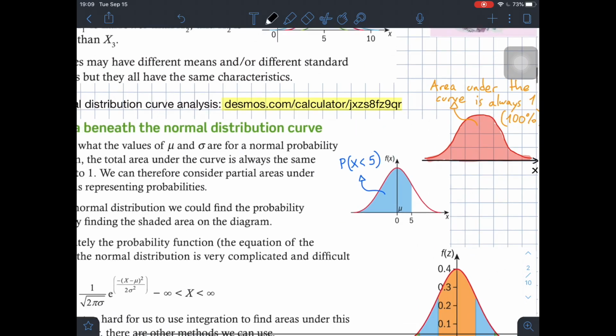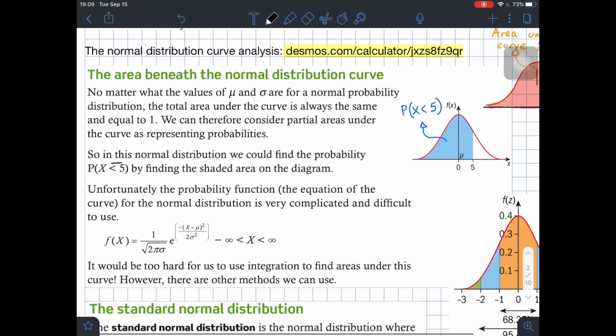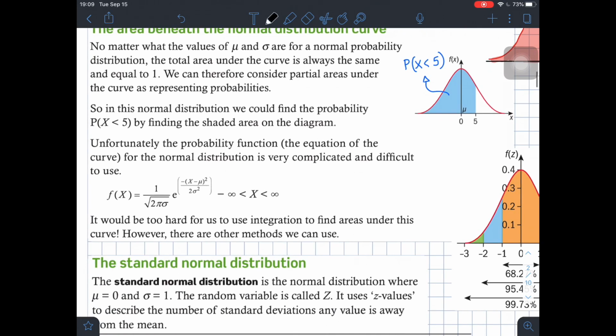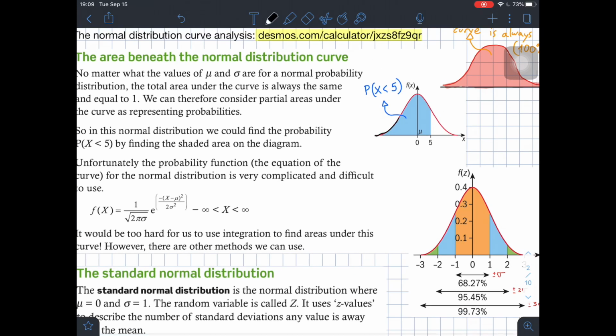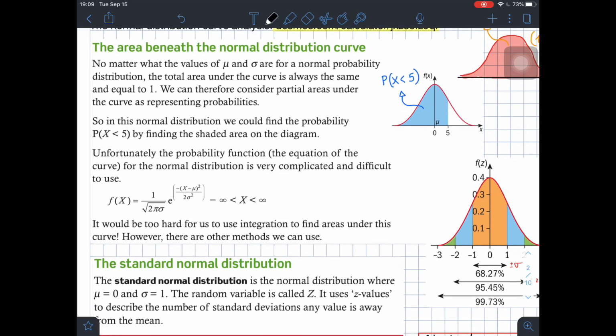Okay, so that's one thing to consider. Then it says, so in this normal distribution, we could find the probability of x being less than 5 by finding the shaded area on the diagram. That's what I just told you. Unfortunately, the probability function, the equation of the curve for the normal distribution, is very complicated and difficult to use. So if you want to model this red line over here, then the function that describes that red line is all of this, which looks kind of messy, right?